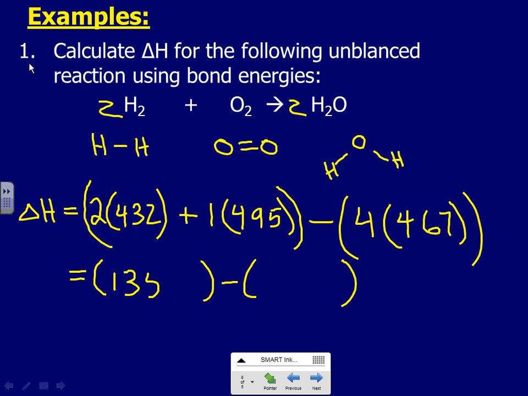59. That's the energy needed to break all those bonds. What do we have being spit out? 1,868, which means we're getting energy out in total. So what do we have in terms of the delta H?